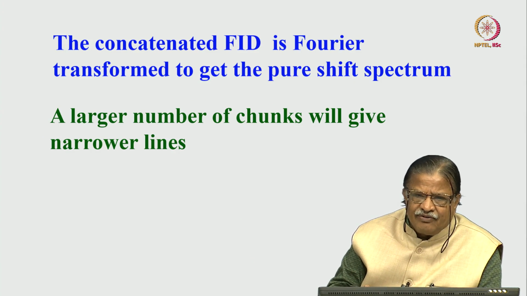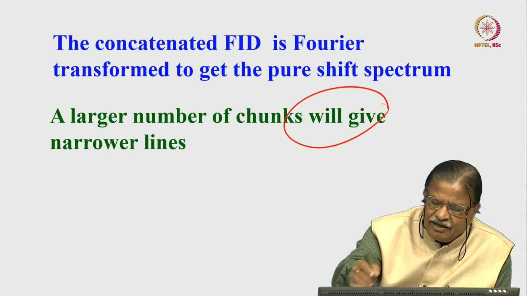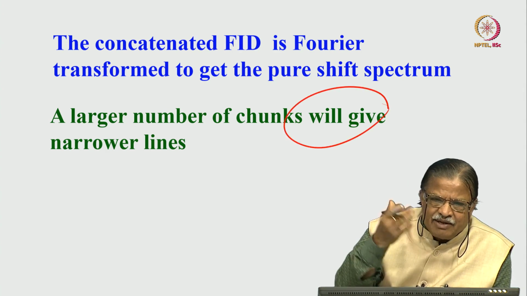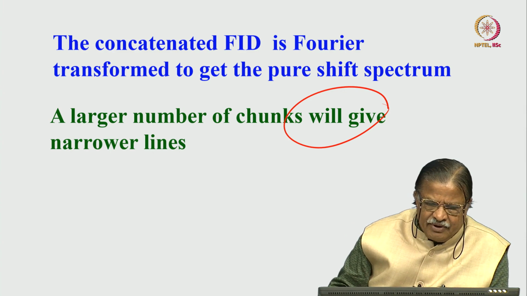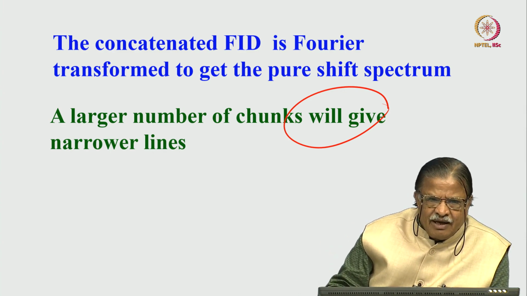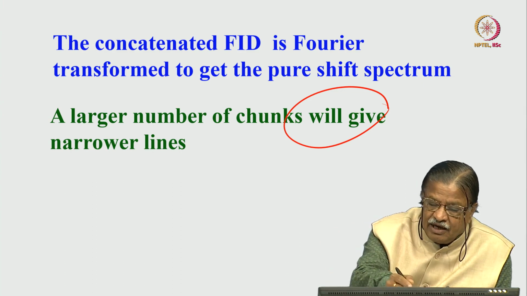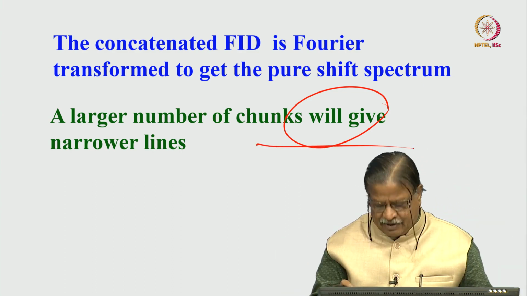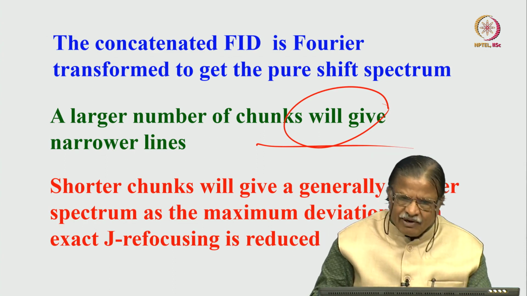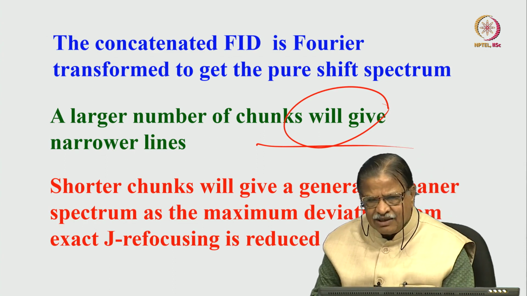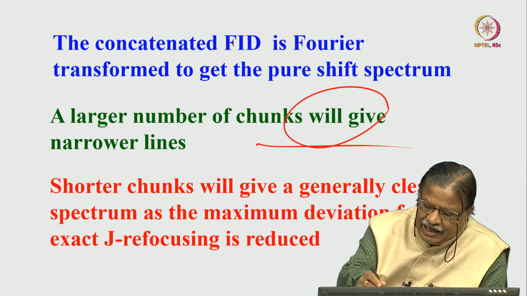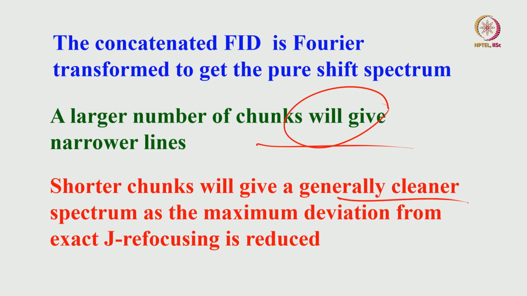So concatenate the FIDs, Fourier transform, and you get a pure shift spectrum. A large number of such chunks, of course, does not mean a big number; about 20, 30 or 40 chunks is more than sufficient. Beyond that the FID would have died down. Even 30, 32 is very difficult to get. But if you take that many chunks you get narrow peaks. If you have a smaller number of chunks you get broad peaks. So narrow lines will come if you have a large number of chunks. Chunk size also matters: shorter chunks will generate a cleaner spectrum, as the deviation from the exact J coupling is reduced. There won't be much deviation.